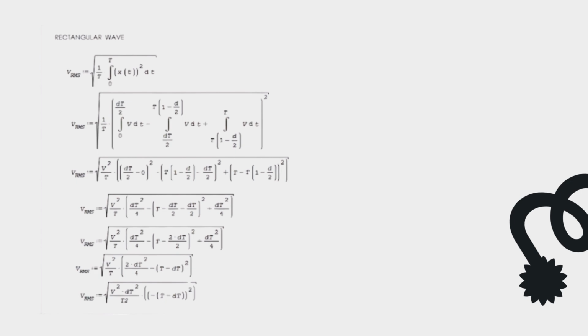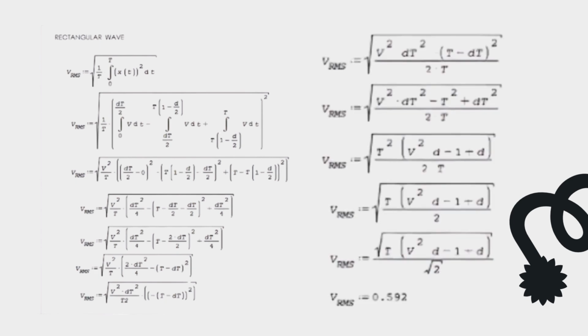VRMS is equal to the square root of B squared over T times dT over 2 minus 0 squared minus T times 1 minus D over 2 minus dT over 2 squared plus T minus T times 1 minus D over 2 squared. So upon simplifying and computing the VRMS, we arrive at the answer of VRMS is equal to 0.592.